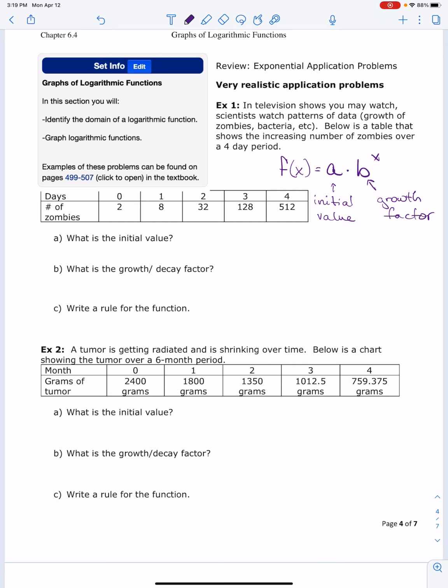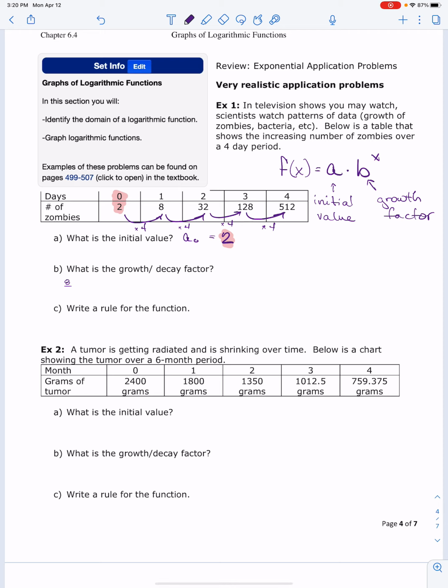So our initial value, remember that is the value at time t equals 0. So our initial value here is 2. The growth or decay factor is how much it takes us to get from one value to the next. So to get from 2 to 8, it's times 4. To get from 8 to 32, it's times 4, times 4, times 4. The other way is to take a value and divide it by its previous value.